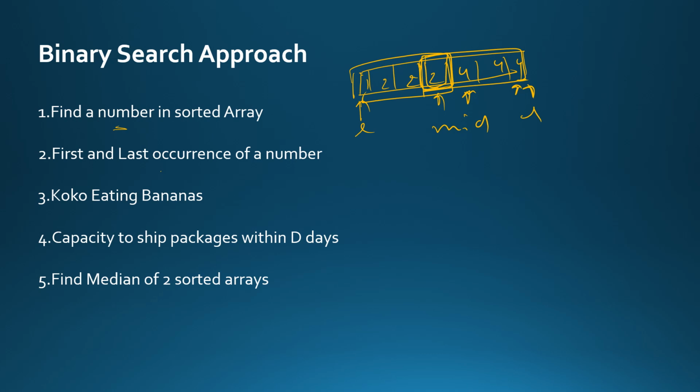Then another is Koko eating bananas. Another is find the median of two sorted arrays, and capacity to ship packages within D days.